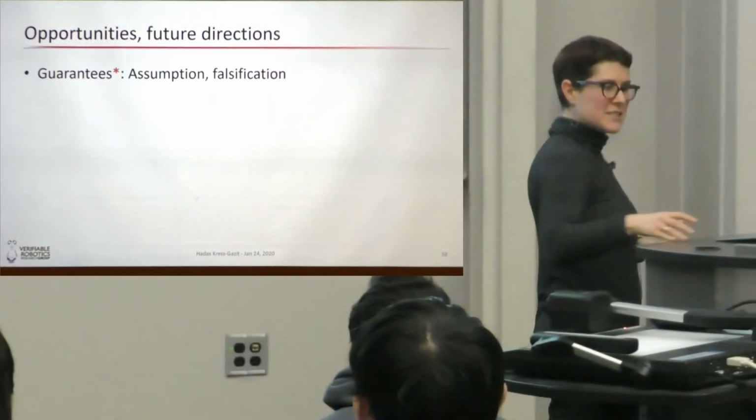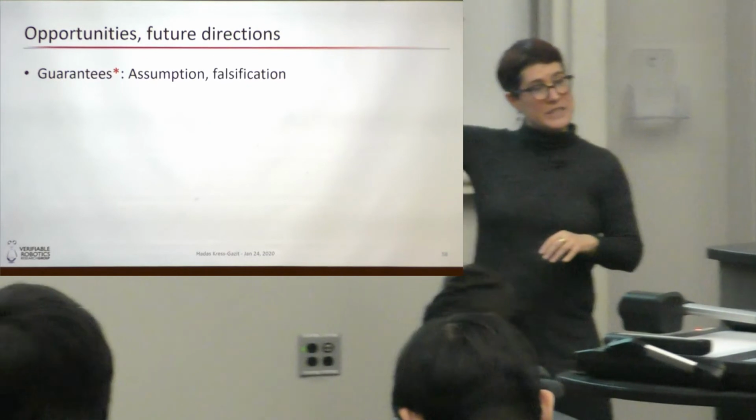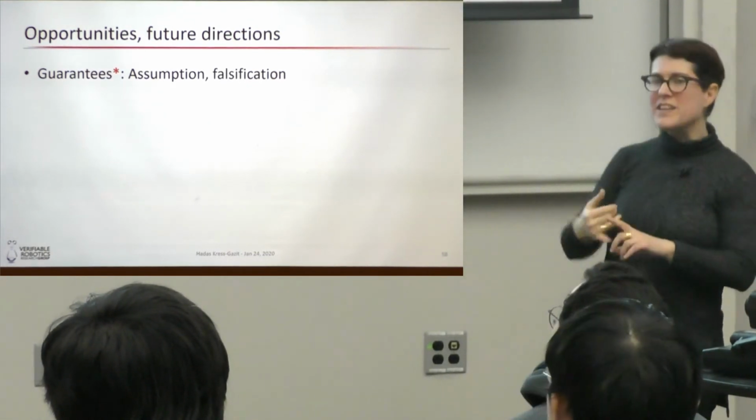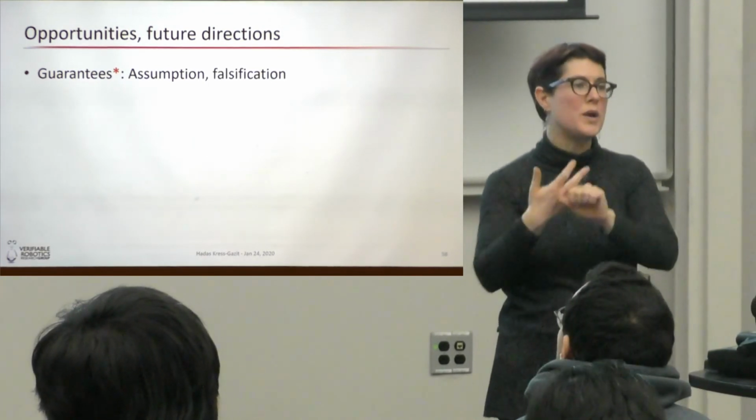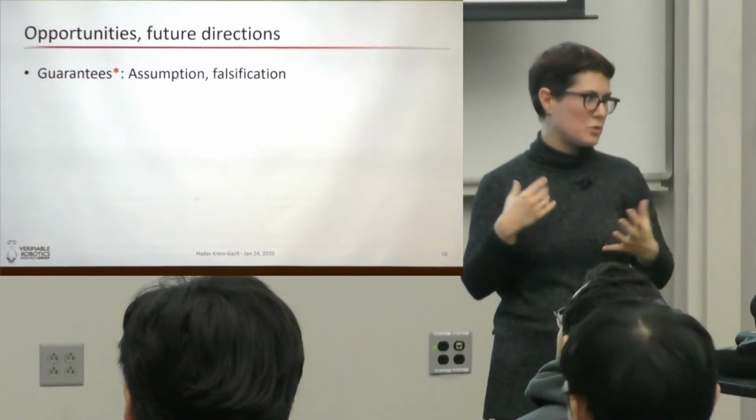So I'm going to put a big red asterisk next to guarantees. We want to talk about what assumptions we're making. Can we falsify? Under what conditions do I know the system will fail? Those are the kinds of questions we're playing around with now.